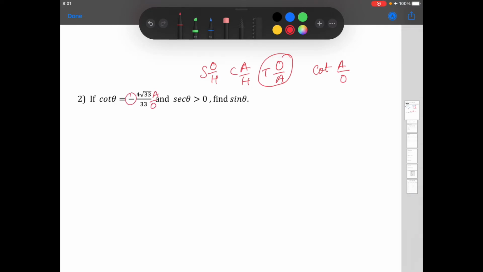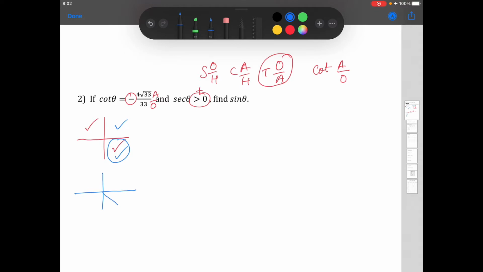And it's negative, right? So let's draw our quadrants, our coordinate plane. Cotangent is negative in the second and fourth quadrant. Now, this is secant. Secant is greater than 0, which means it's positive. Secant is the reciprocal of cosine. So secant is positive in the first and the fourth quadrant. So our reference triangle is going to be in the fourth quadrant. So I'm just going to draw that.